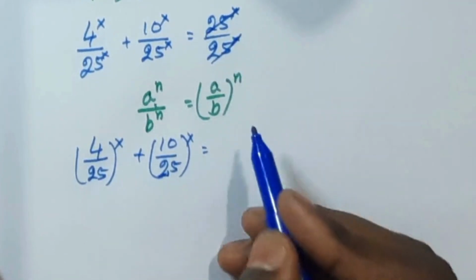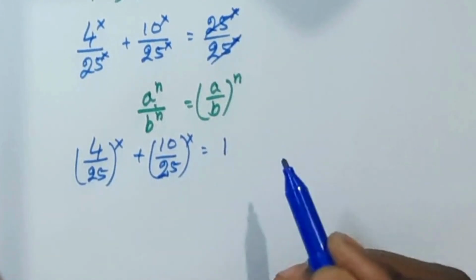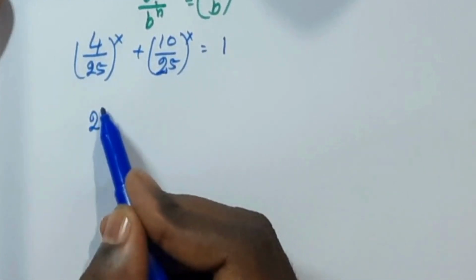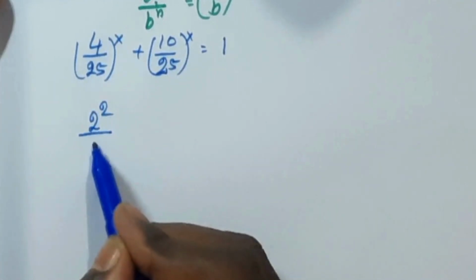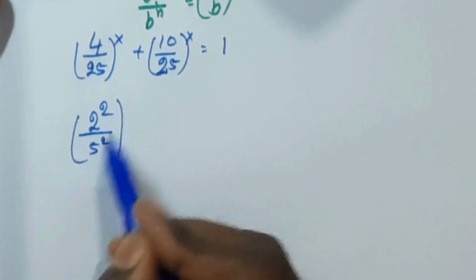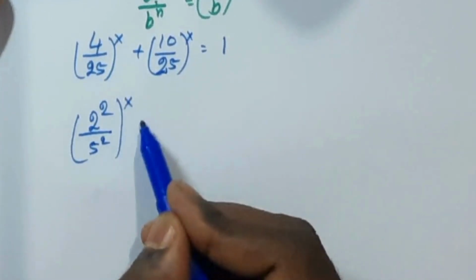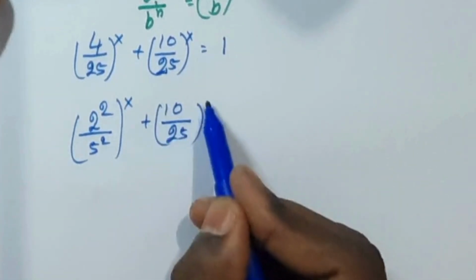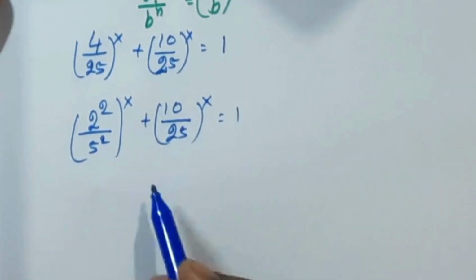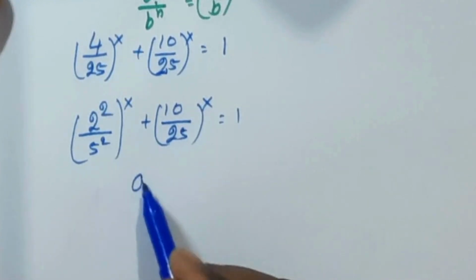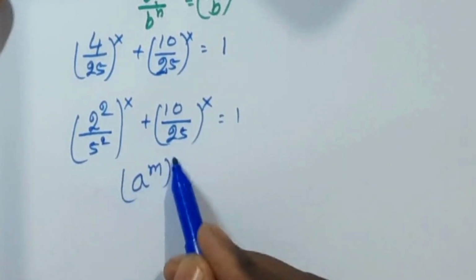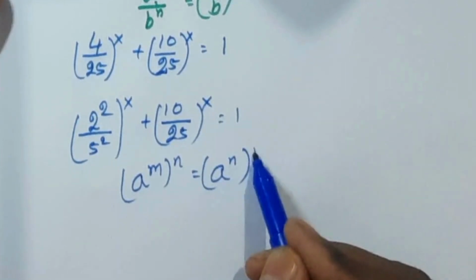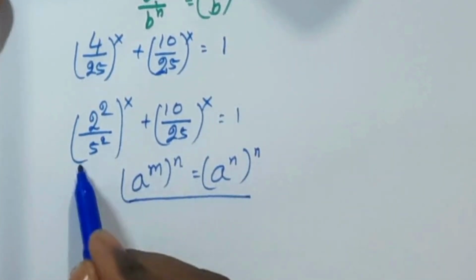25 to the power of x by 25 to the power of x, and that will get cancelled. So we have 1. This 4 can be written as 2 square by 5 square whole power x, plus 10 by 25 power x equal to 1. You know the formula that a power m whole power n equal to a power mn. We are going to use this formula here.